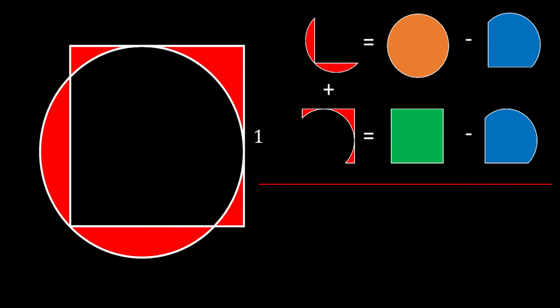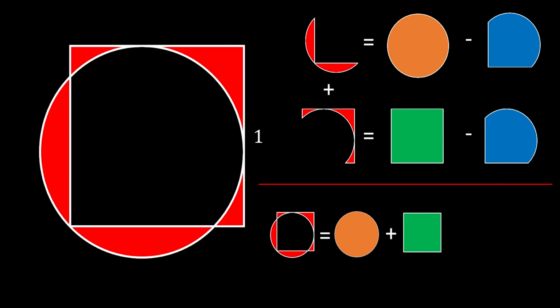Now we will add these pieces together. So, we will get our shaded area that will be equal to the area of our orange circle plus the area of the green square and minus 2 times the area of the blue segment.